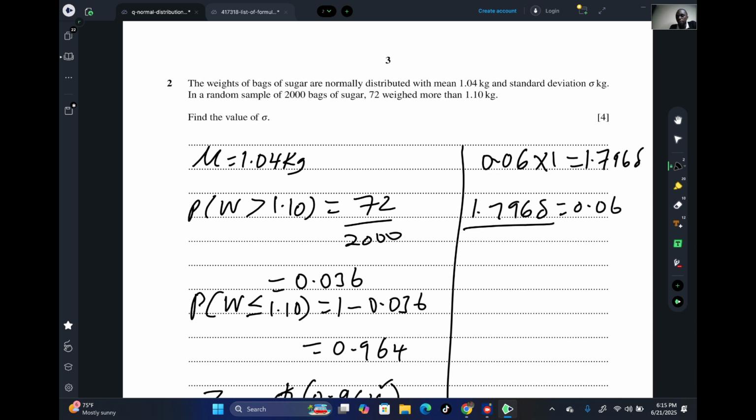Divide both sides by 1.798. So we'll get the value of the standard deviation as 0.06 divided by 1.798. It's going to give you 0.033. That's the end of that.